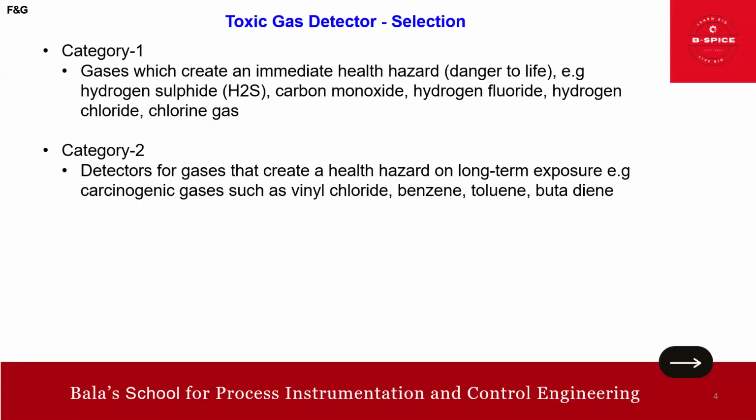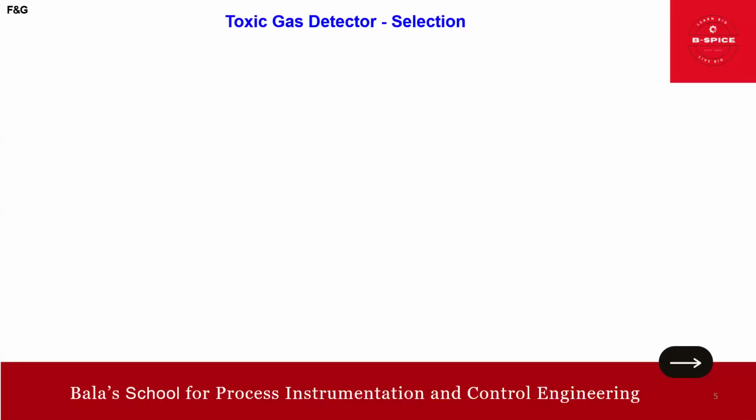So I repeat, category one is fast and reliable, and preference should be given to the speed of response over precision. Category two, reliable and precise. Okay, got it? So category one can create an immediate health hazard, danger to life. Category two creates a health hazard on long-term exposure. That's it. As simple as that.